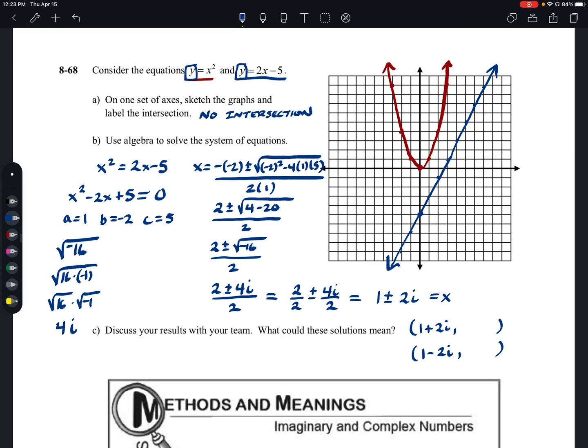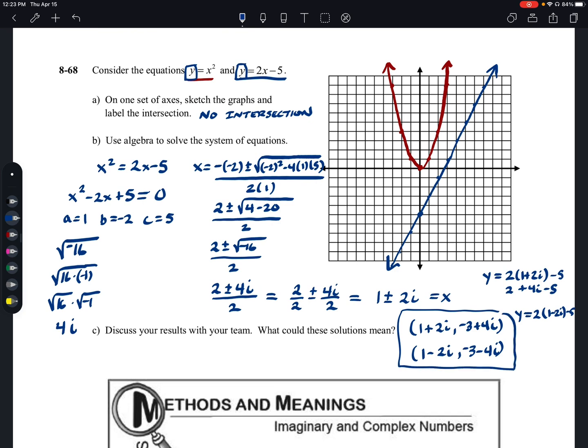Let's just take our expressions and plug them in. Let's say y should equal 2 times 1 plus 2i minus 5. That would be 2 plus 4i minus 5, or -3 plus 4i. And our other solution, we would just put in y equals 2 times 1 minus 2i minus 5. And I believe we should get -3 minus 4i. So there's our solutions. Yuck, right? Those are not very pretty.